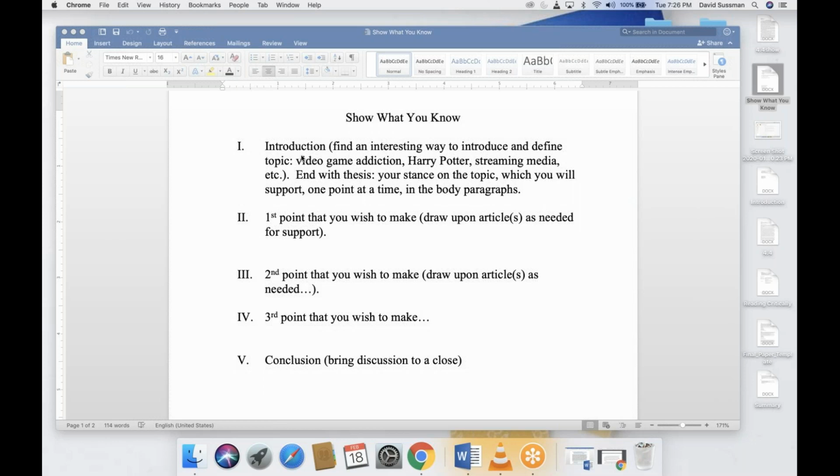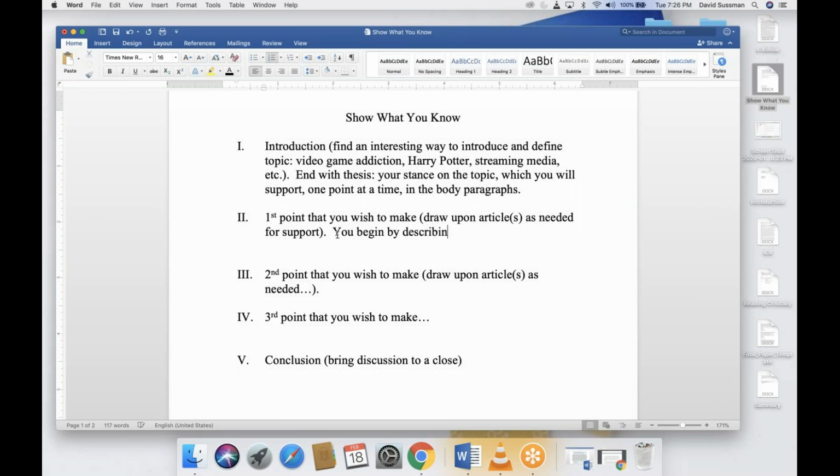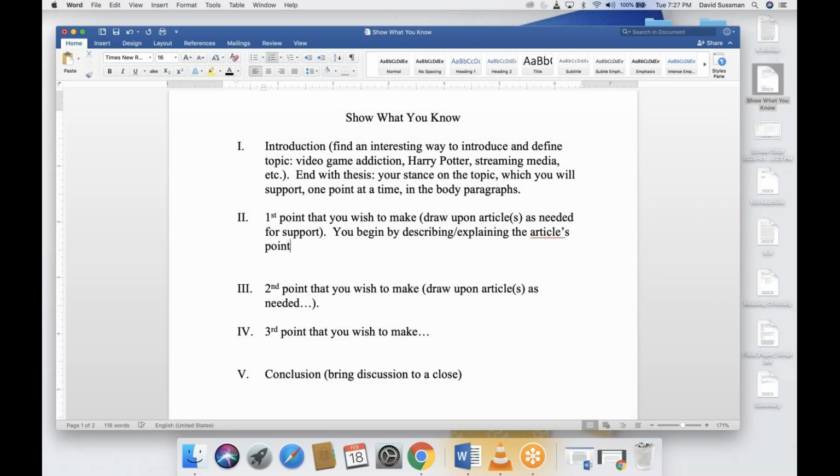This here, okay? You're going to have an introduction of some sort, and then you're going to find 3 things in the article to talk about. But yes, you begin by describing or explaining the article's point. Okay? So you begin with the article.